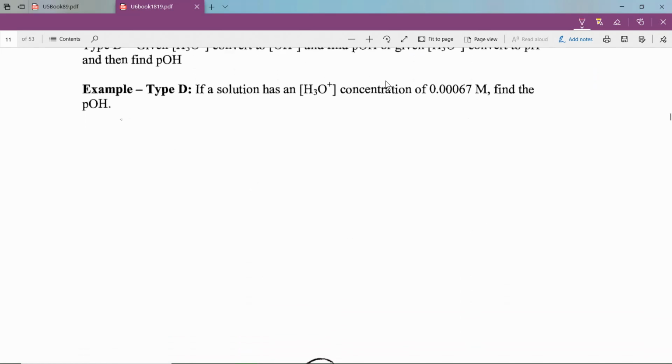Let's say H3O plus is 0.00067. Find pOH. Well, let's find everything. When in doubt, find everything. So the pH is minus 1 times the log of 0.00067, which is 3.17. And then the pOH is 14 minus that. 14 minus 3.17, 10.83. And the OH minus is 10 to the minus 10.83, 1.48 by 10 to the minus 11 molar.